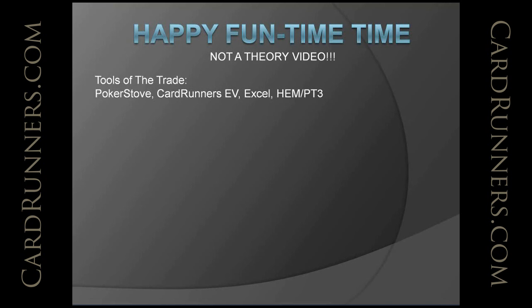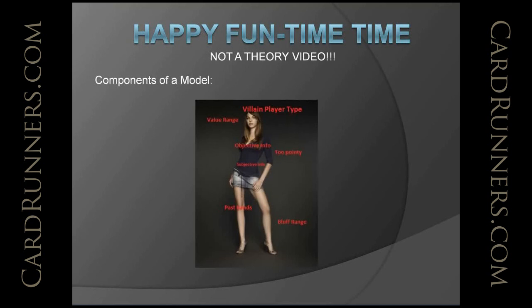So, pretty simple. So the components of a model, let's look at her here. We have value range, we have objective info, subjective info. This chick's, her elbows are way too pointy. She should not be in modeling. And then we have past hands, we have bluff range, we have so many things. I could have filled that screen.